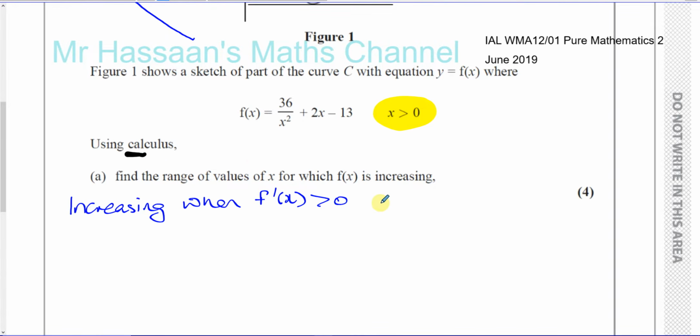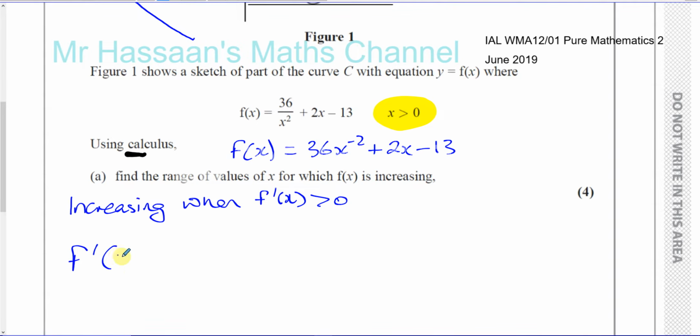So first things first, that means we have to differentiate this function. Let's first get it ready to be differentiated, because it's not quite ready yet: you've got the x term in the denominator, and the x terms must be in the numerator. So this must be 36 x to the power of negative 2 plus 2x minus 13. Now it's ready to be differentiated.